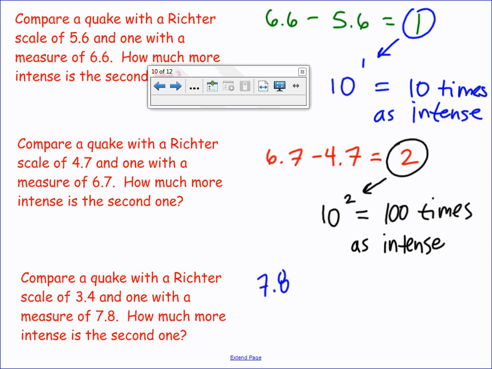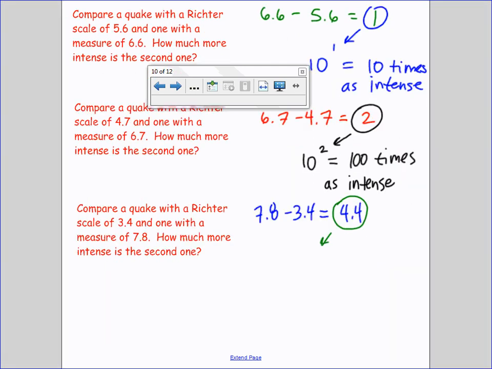Alright, so we do big quake minus little quake, get the difference, and then 10 to that difference. So this looks like 4.4. Carson, do you get 4.4 here? So does that mean that the larger quake is 4.4 times intense? No. How do we get the times intense? Braden? You take that and you put it to the power with base 10. Absolutely. It's 10 to the 4.4 times intense. And what did you get for a decimal on that? Did you get a decimal on that, Jackson?